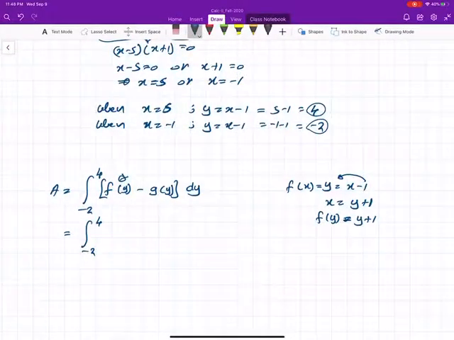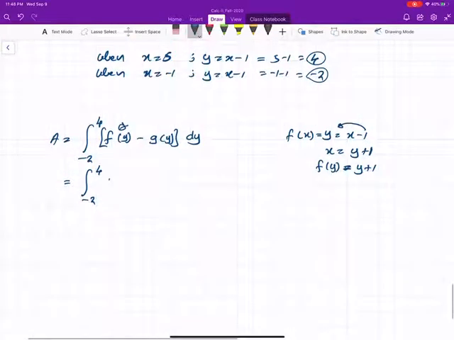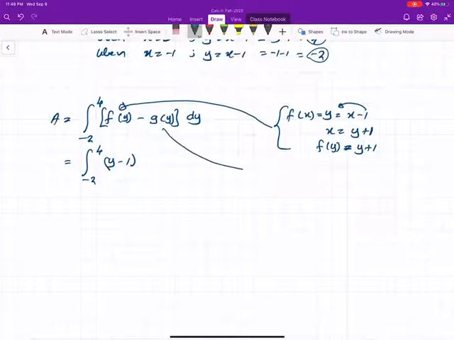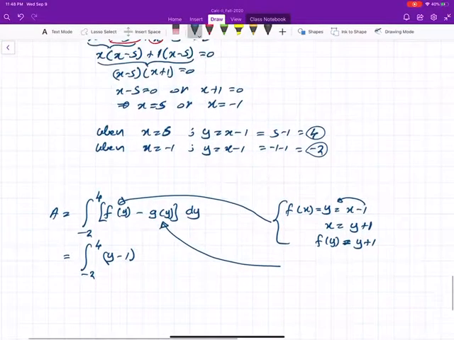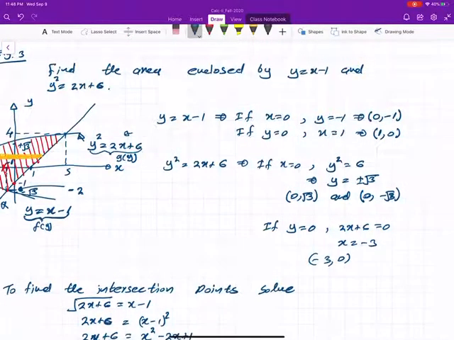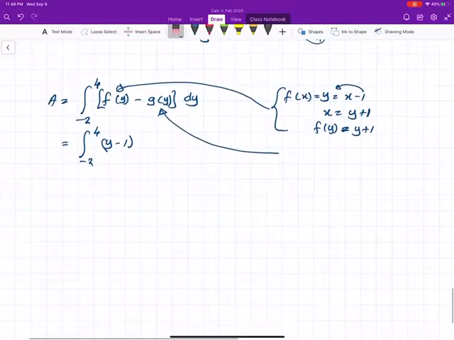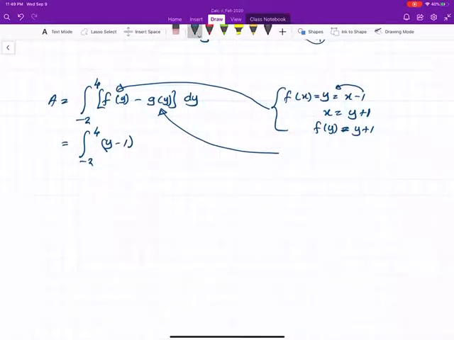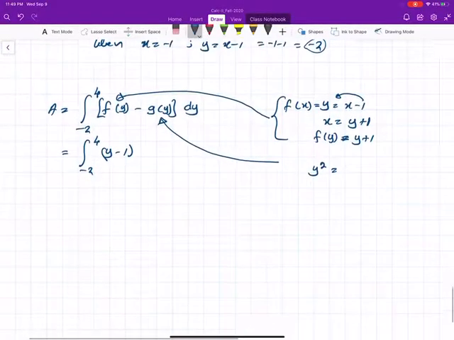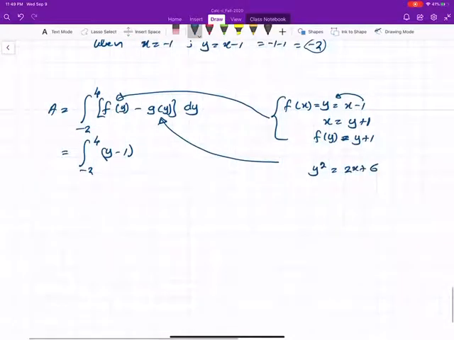All right. That means this should be y minus 1. Now this is the work for that. And then I'm gonna work on this. I need g of y, but whatever given here is not g of y. Whatever given here is y square equals 2x plus 6. 2x plus 6. All right.